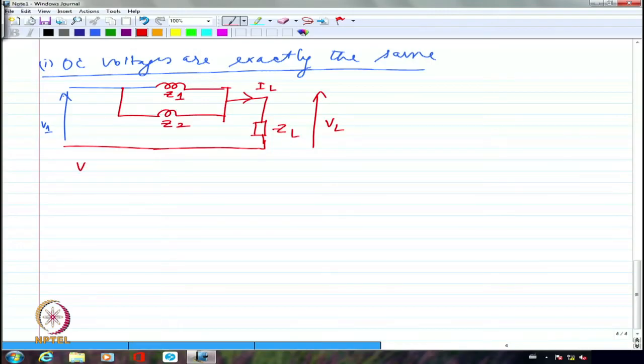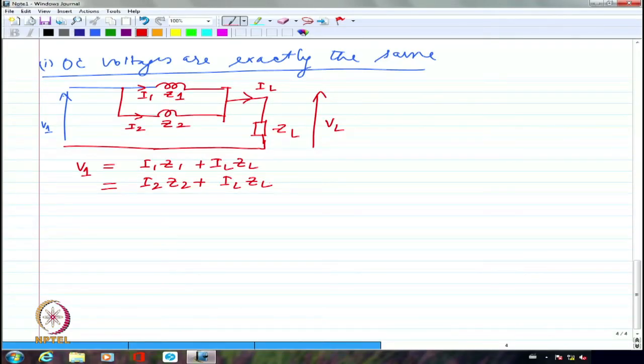So I would be able to say V1 equals I1 Z1 plus IL ZL, if I call this I1 and this I2. Similarly, I should also be able to write this as I2 Z2 plus IL ZL. Because the input voltage is the same and I am assuming the open circuit voltage is the same, I am able to write it like this. Induced EMFs are essentially the same. That's what I am assuming.